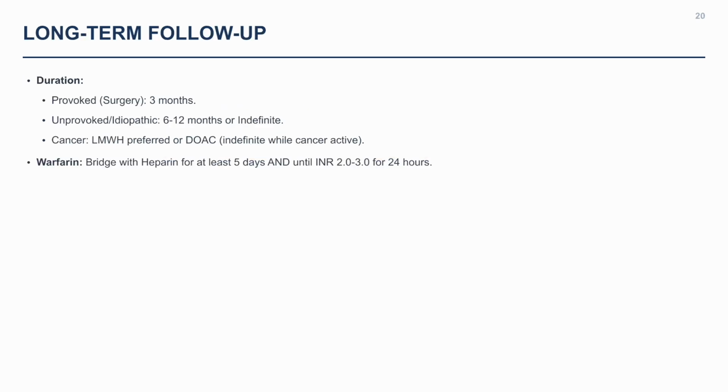The duration of anticoagulation depends entirely on the cause. Provoked PE from a major transient risk factor like surgery is treated for 3 months. Unprovoked or idiopathic PE requires 6 to 12 months, or indefinite therapy. Cancer-associated PE is treated indefinitely with LMWH or a DOAC for as long as the cancer remains active. If using warfarin, bridge with heparin for at least 5 days, and until the INR is between 2 and 3 for at least 24 hours before stopping heparin.